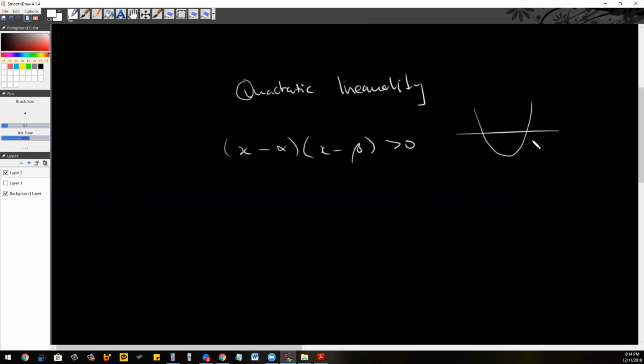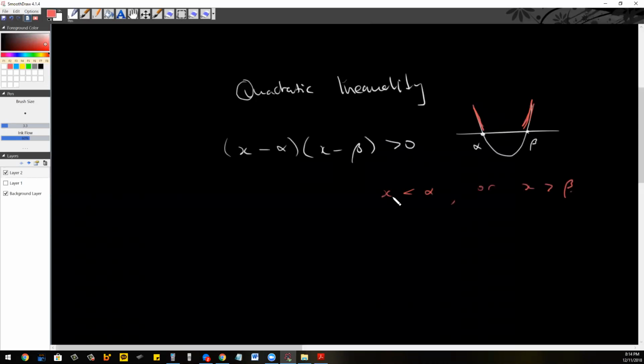Before we do this one, we need to talk about quadratic inequality. So if you have (x minus alpha)(x minus beta) greater than 0, and you have this situation, and let's say this is alpha and this is beta, then you solve this one by taking where it is greater here and here, right? So the answer is x is less than alpha or x is greater than beta.